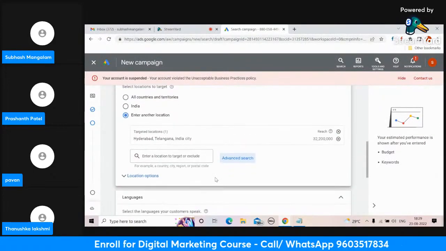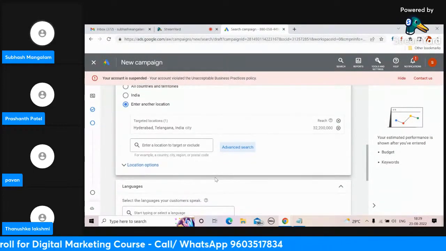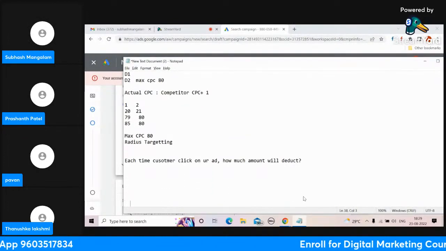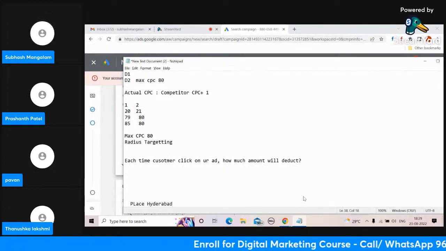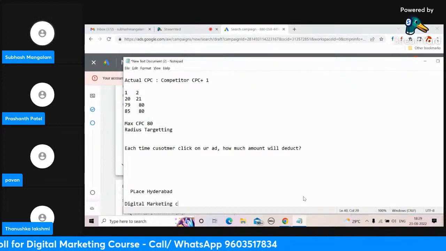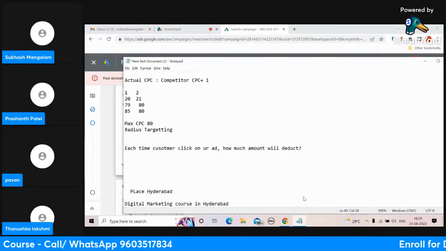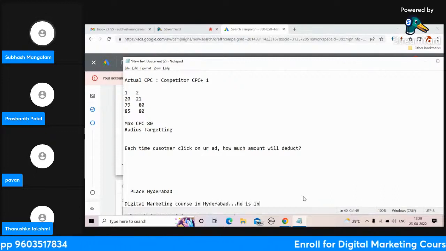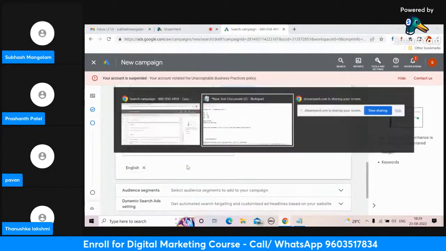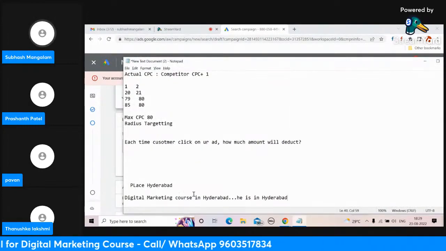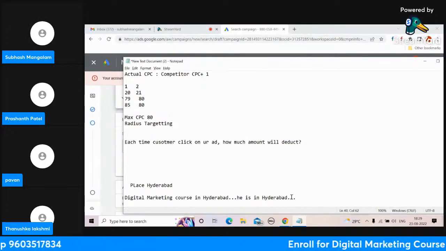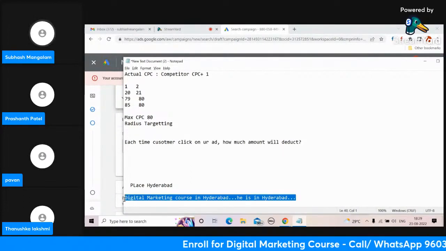Again, one more advanced option I'm telling you, try to understand this. I'm targeting a place called Hyderabad. Now, a customer searched for digital marketing course in Hyderabad, and he is in Hyderabad. You selected only a place called Hyderabad. Here you clearly mentioned Hyderabad, and the guy in Hyderabad is searching for this keyword. Will my ad appear or not, guys? It will, sir.